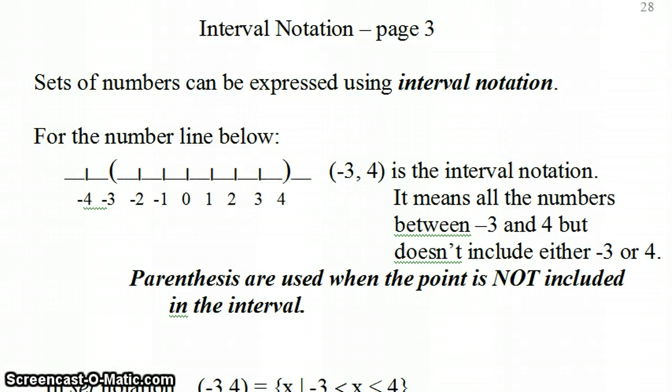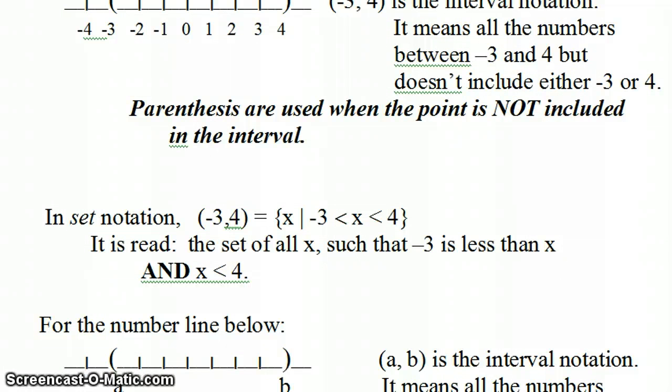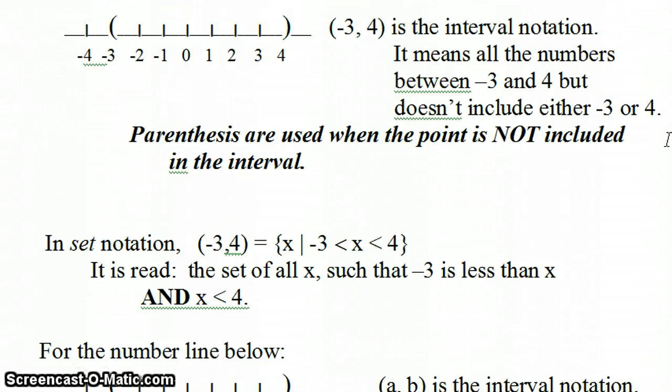Another way of expressing the same thing is something called set notation. And set notation is the one in the middle of your screen. Interval notation is the parenthesis, -3, 4, close parenthesis. And after the equal sign there, you see a squiggly bracket and an X, a vertical bar, and then -3 is less than X and X is less than 4.